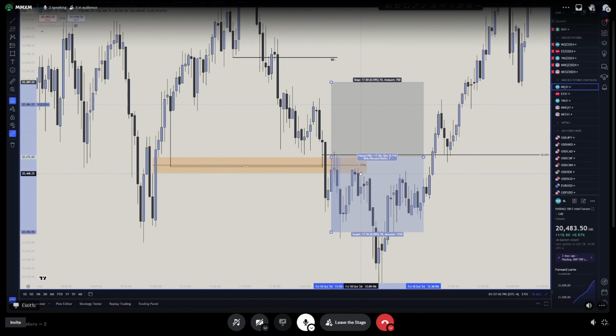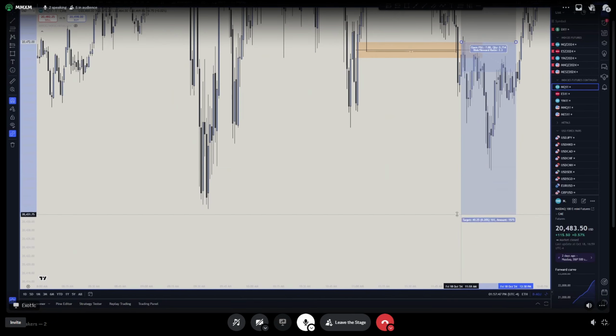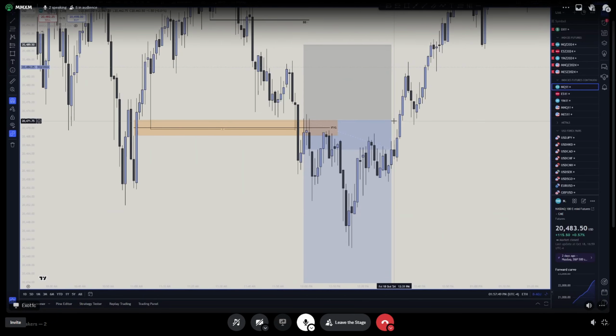So I bought somewhere around right here, right? This was my entry short. I was looking to get this low here. I ended up getting stopped out at break even here.